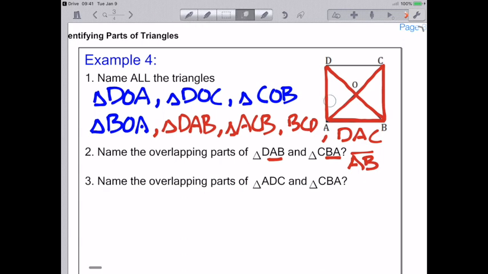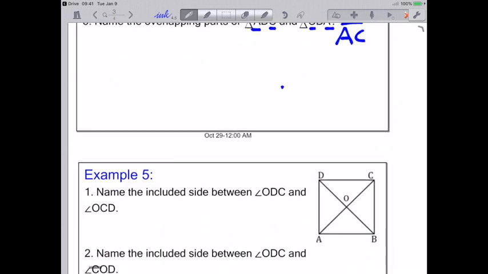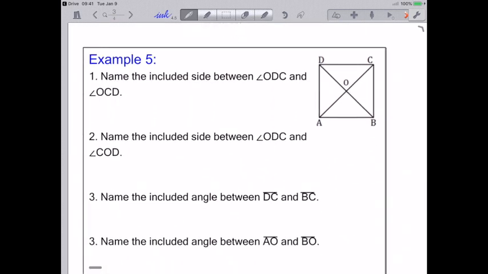Now if I look at the next question, it says name the overlapping parts of ADC and CBA. Now I should be able to do this without even looking at the picture, because I noticed that A and C are my repeated letters. So let's double check. Triangle ADC is here, and triangle CBA is here. So they share this segment right across the middle, that diagonal, and we call that segment AC or CA. I skipped example 3, so we'll come back to that in a bit.